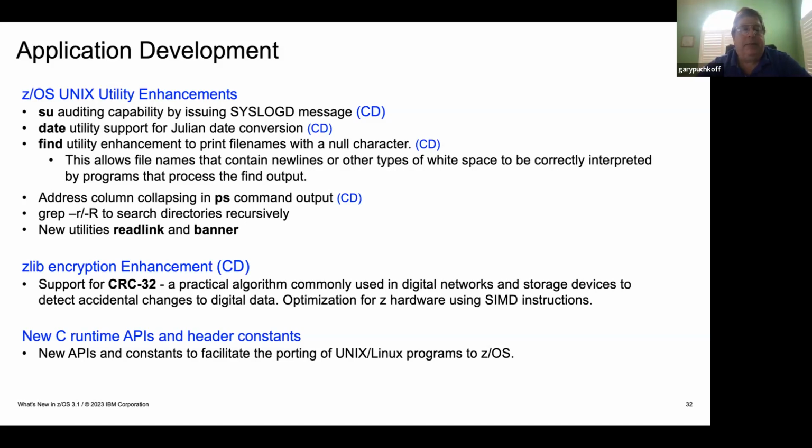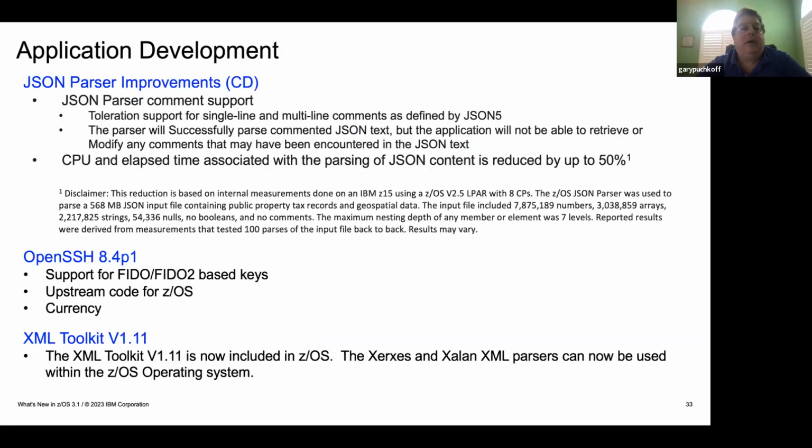And there are some new C runtime APIs and headers to make porting Linux applications easier. Our JSON parser now supports comments, which is basically single and multi-line comments. So you can parse JSON text with comments, but there isn't any way to retrieve the comments programmatically. You just skip over them. And we've improved the CPU and elapsed time of the parser by up to 50%. OpenSSH is brought up to the 8.4 P1 level, which means support for FIDO and FIDO2 based keys. We've upstreamed our code into OpenSSH and basically done this for currency.